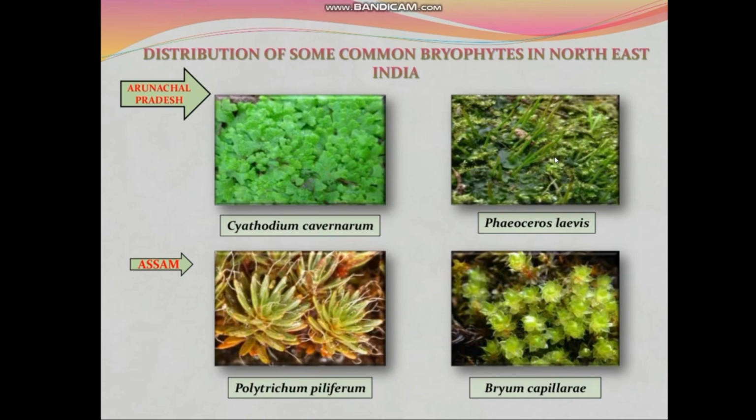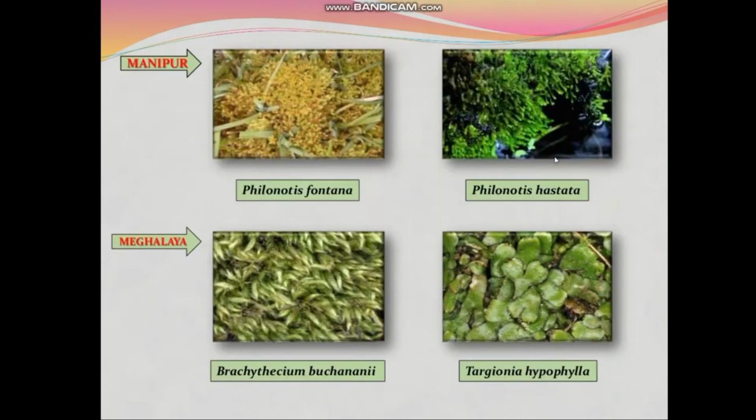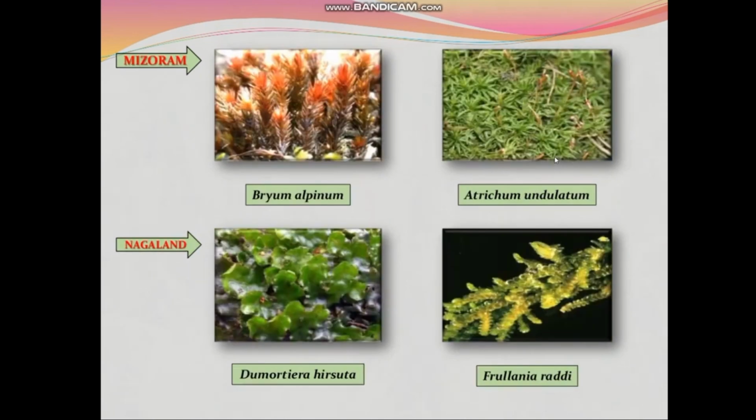Distribution of some common bryophytes in northeast India. In Arunachal Pradesh, the species Cyathodium cavernarum is found, and Phylloxeros laevis in Assam, with Polytrichum piliferum and Bryum capillare also found. Physcomitrium fontanum and Physcomitrium hastatum are found in Manipur. Brachythecium and Bucklandiella, like Targionia hypophylla, are found in Meghalaya.